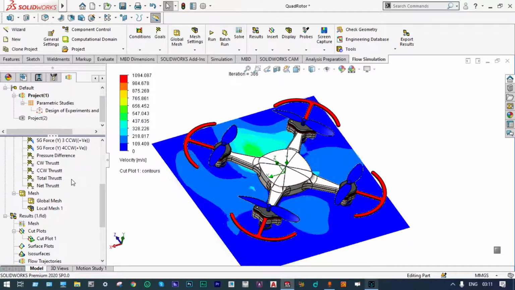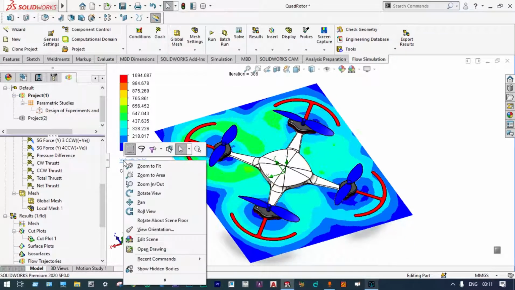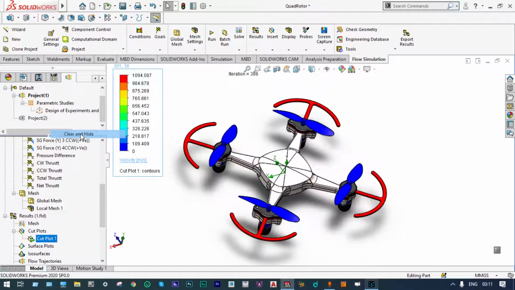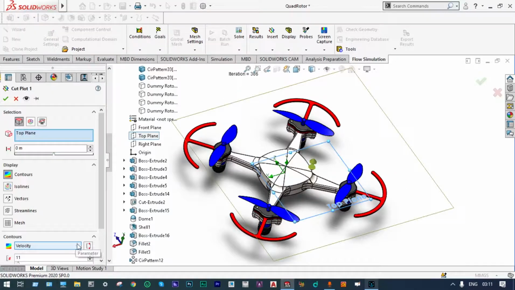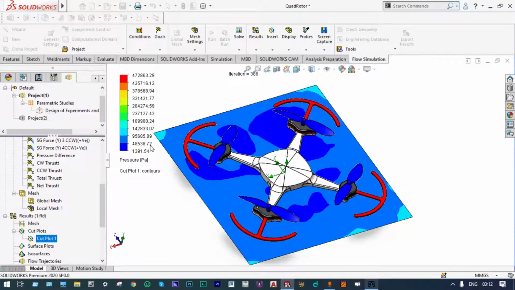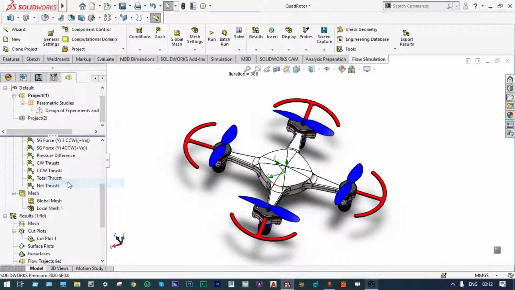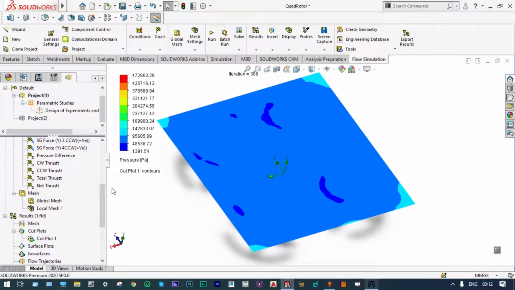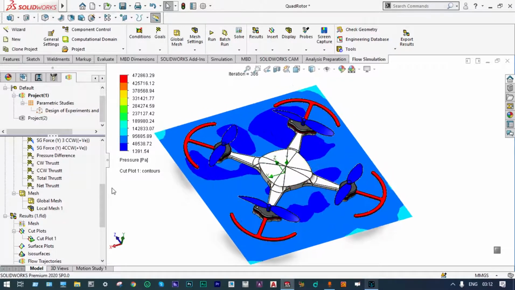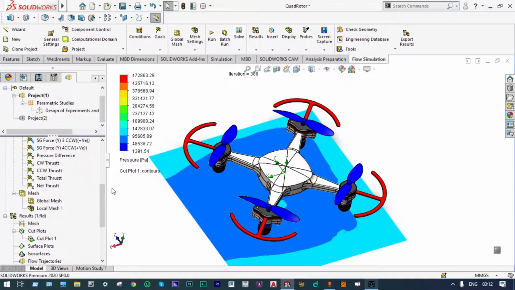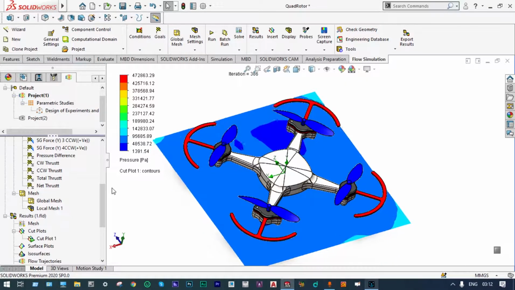Next we will see the pressure distribution. Let us close these things. Cut plot 1, clear and hide. And let us select pressure instead of velocity. Now we want to see the animation of this one. Let us play. You can see pressure at the top level is less, and as it is moving down, pressure is more. Because of this pressure difference, the quad rotor or quadcopter is moving up.